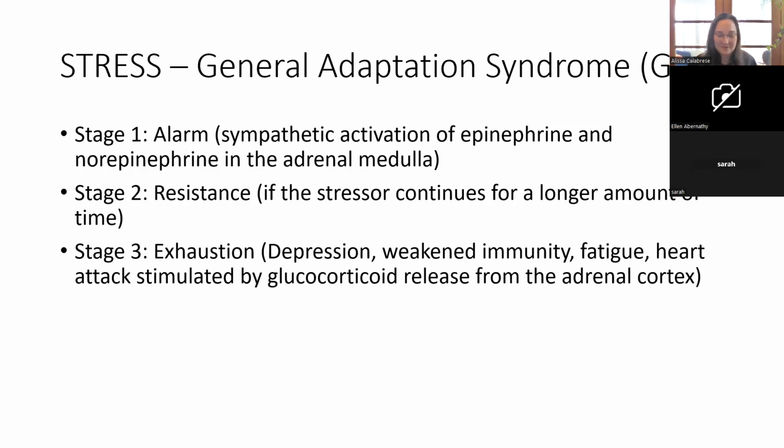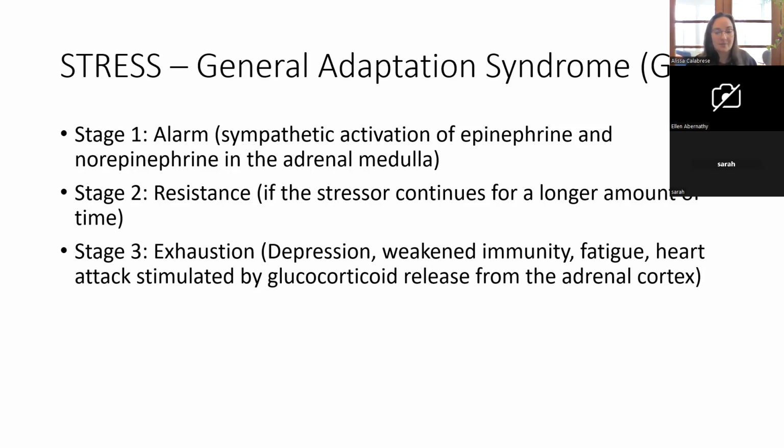So when something initially stresses you out, you go into stage 1, the alarm stage. Stress begins with activating the sympathetic nervous system. It's going to do all those sympathetic nervous system things: increase heart rate, increase respiratory rate, direct blood to the brain, the lungs, the heart, skeletal muscles. It's also going to trigger the release of epinephrine and norepinephrine from the adrenal medulla. That's going to get you going, right?